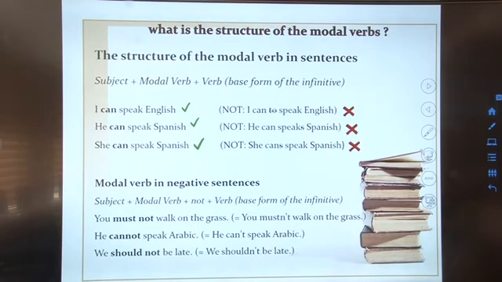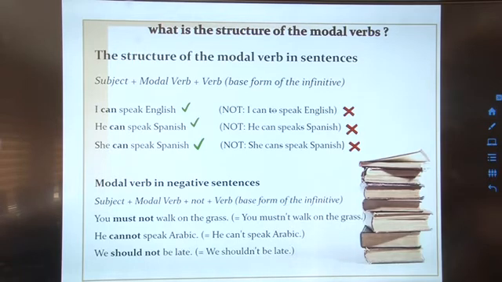What is the structure of the modal verb in sentences? First, the subject, and next the modal verb and the main verb. For example, I can speak English. This is a right sentence, and we should note about this. I can to speak English. It is not right. It is a wrong sentence.